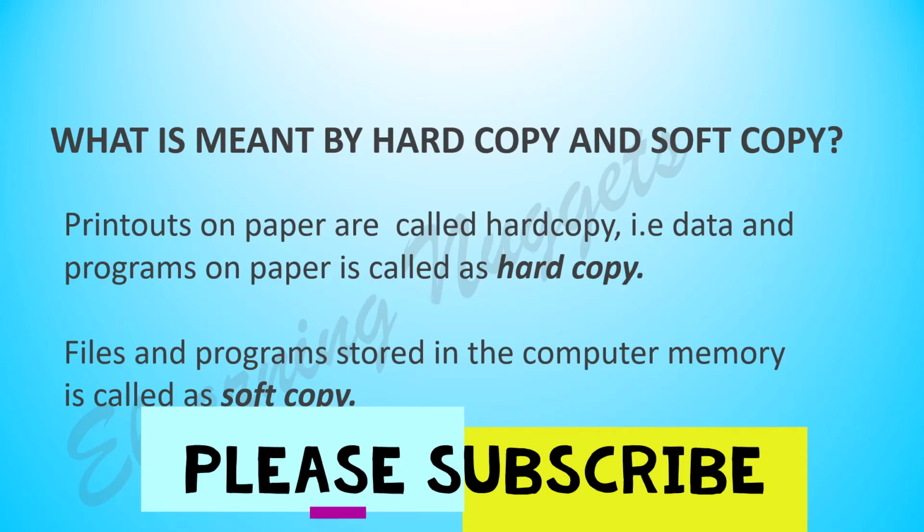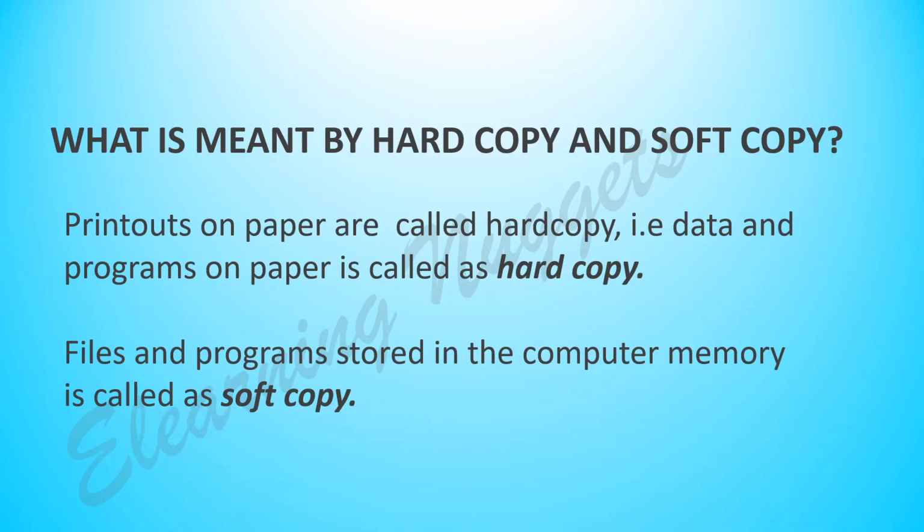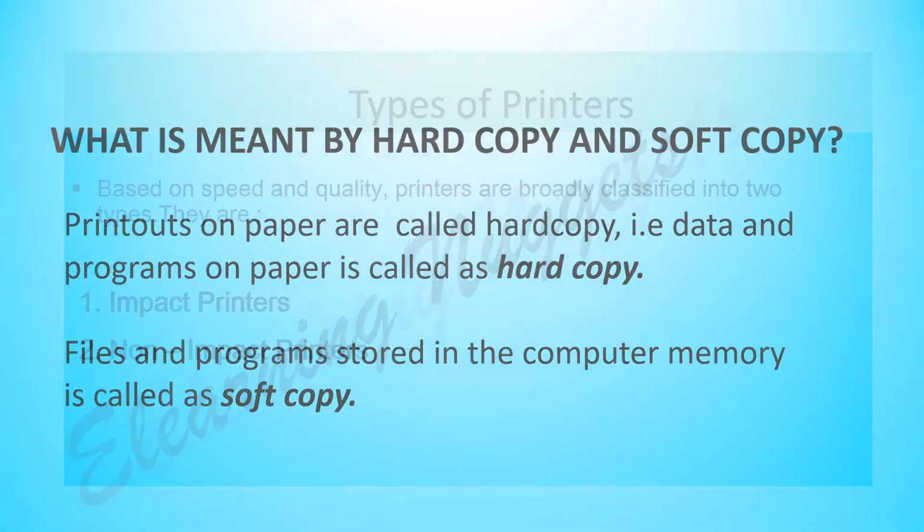There are two other terms associated with printers. The printouts that you get on the paper are known as hard copy, whereas the files and programs which are stored in the computer memory is known as soft copy. For example, you type in a document in Word and you save that particular document as sample.docx. So that file which is stored in your hard disk or in your pen drive, it is known as a soft copy.